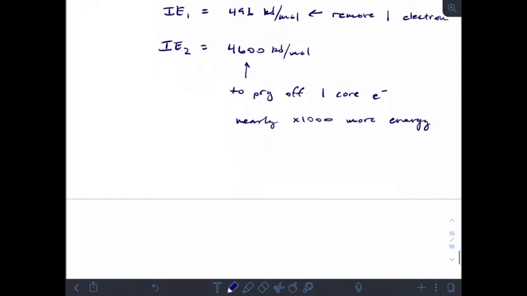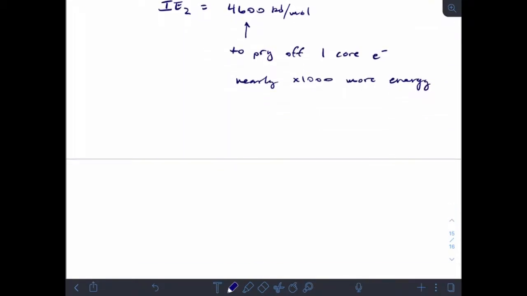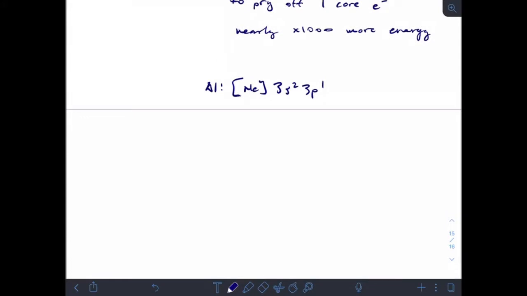And so let's take a look at a slightly larger example. So I mentioned aluminum. And aluminum is a good example because we have multiple electrons to pull off before we get to the core. So let's look at how that shapes up. All right, so IE1, to pull off the first electron, 580 kilojoules per mole. I'm going to omit the kilojoules per mole for the sake of simplicity, but it's all the same unit.